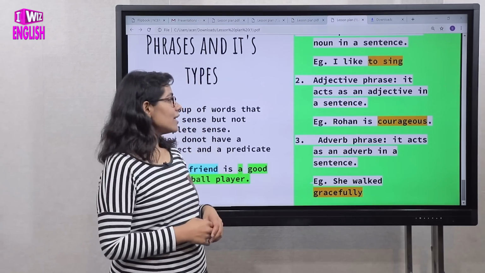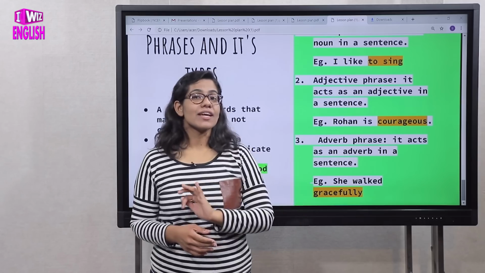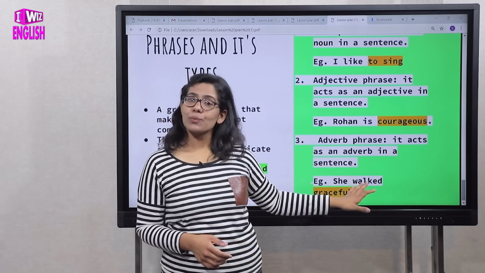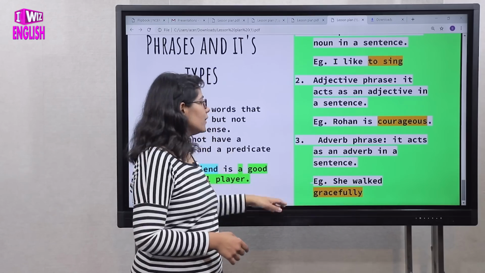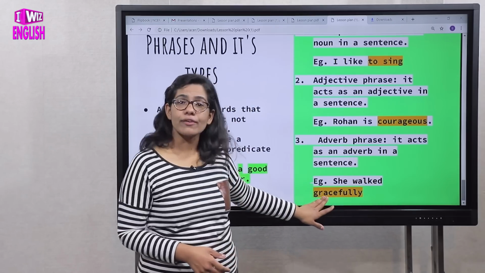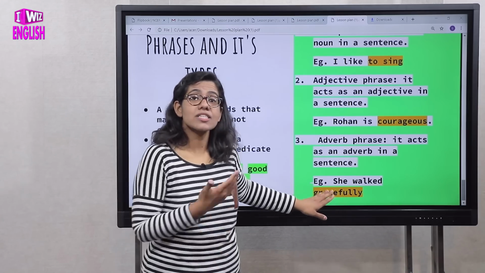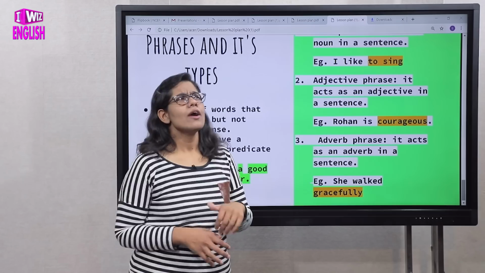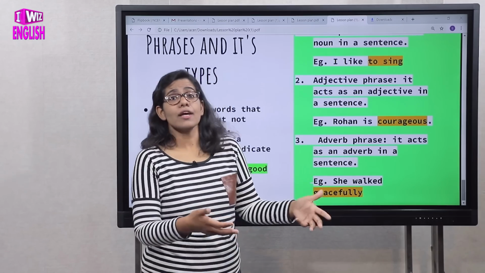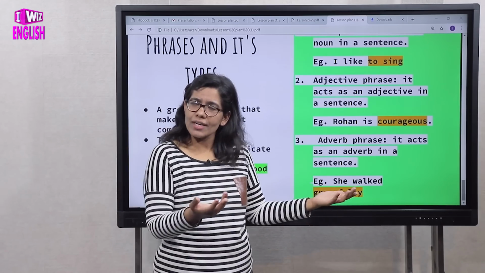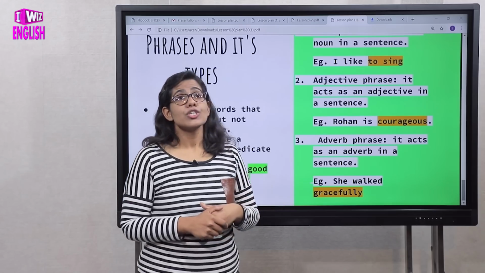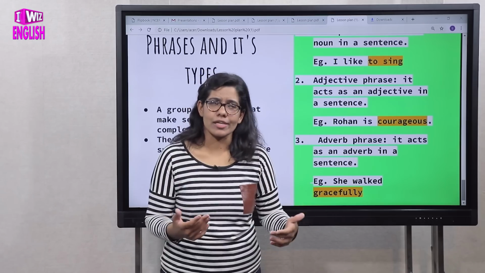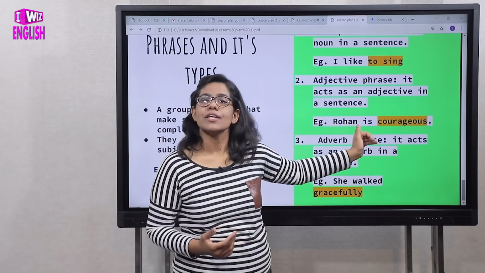The last one is your adverb phrase. In this case, your phrase will act as an adverb in a sentence. For example, she walked gracefully. How did she walk? She walked gracefully. We can also use the example that we used previously. What a beautiful sight. What kind of sight is it? It's beautiful, right? Another example we have, she sang melodiously. How did she sing? She sang melodiously. So that's your adverb phrase.